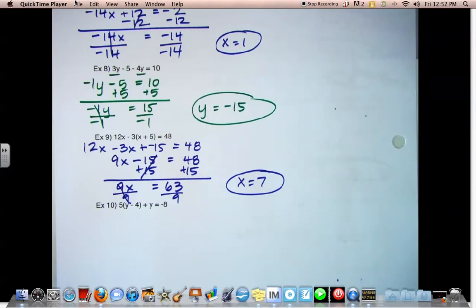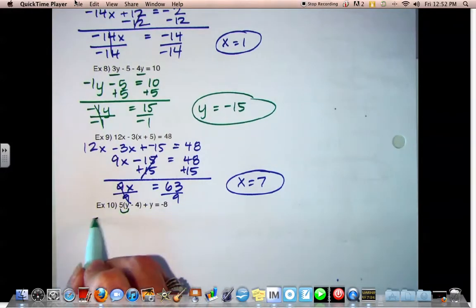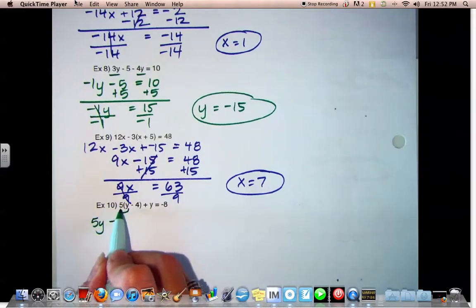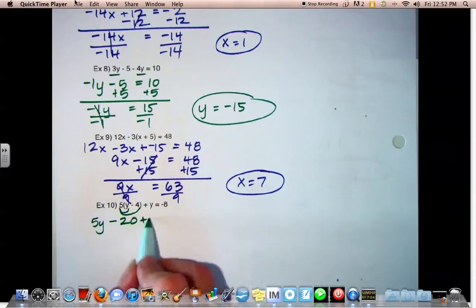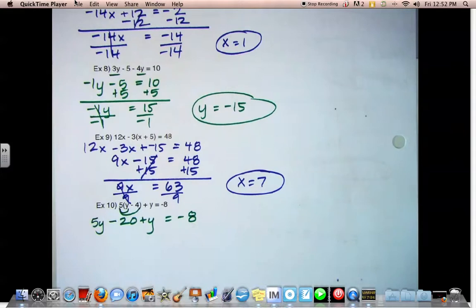What do I need to do first? Distribute. So what do I have first? 5 times 1. Bring down the minus sign, and then I have 5 times 4, which is 20, plus y equals negative 8. Now I have to put together what? The 5y and the y. But can we add 20 to 8 right now?